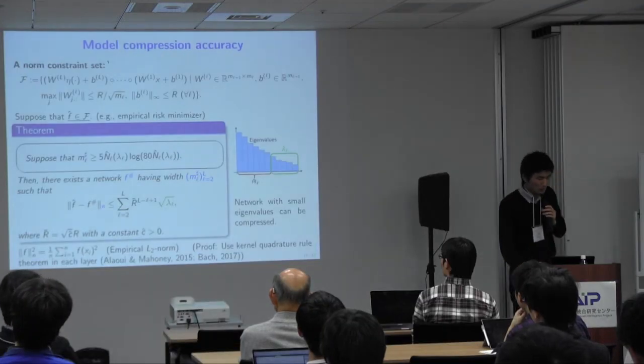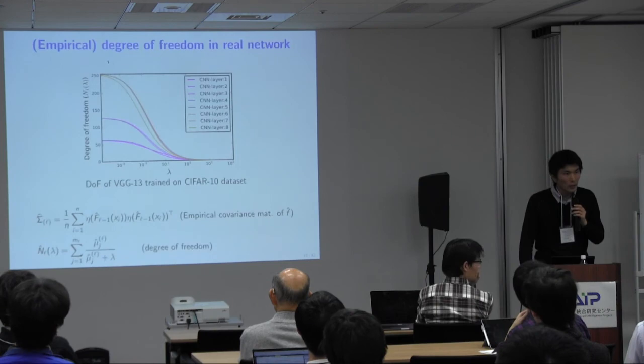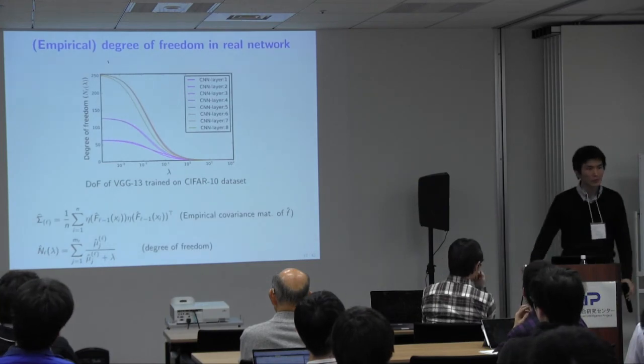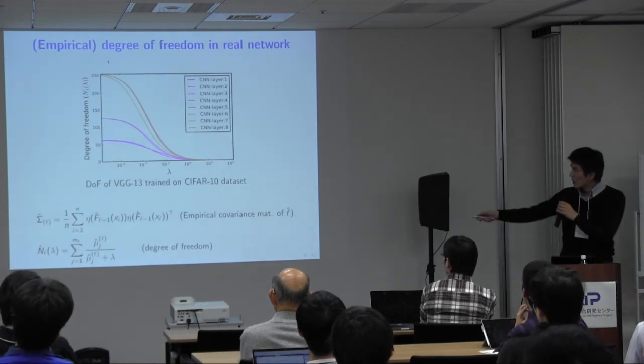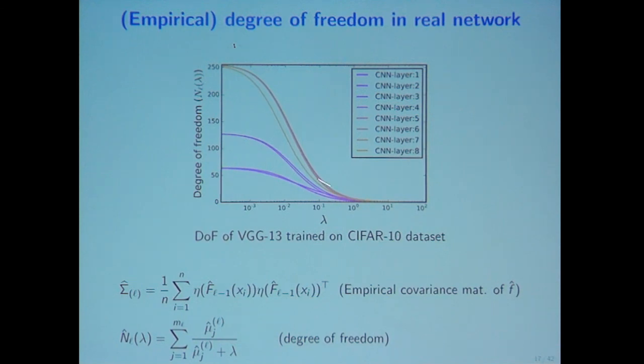Okay. So which one is the input layer? Ah, okay. This is the input layer. Yes. And then, layer 1, 2, 3, 4, 5, and 7. Yeah. Thank you. Is there any question?